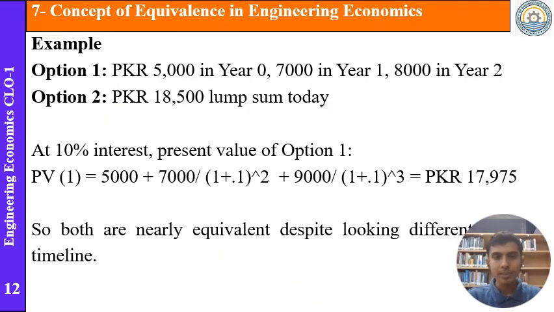Now let me explain this concept with the help of an example. We have two options, option 1 and option 2. The costs of option 1 are as stated. The option 2 present value is 18,500 rupees. Then when we apply the present worth formula to option 1 and calculate its present worth, we find it is nearly about 18,000.